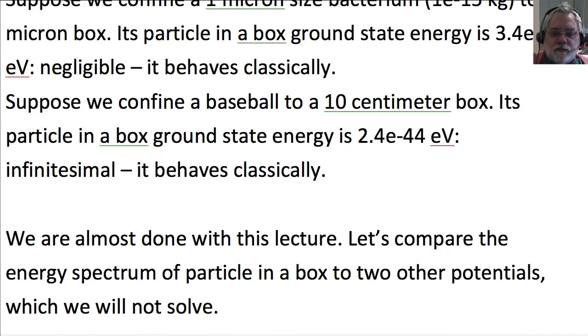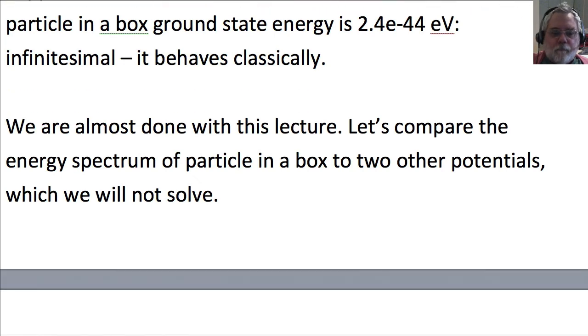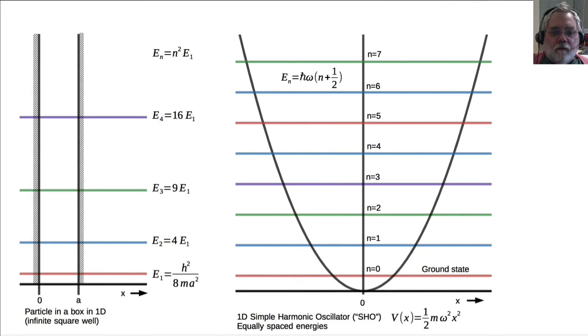Now let's compare the energy spectrum of particle in a box to two other potentials, which we're not going to solve, but it will be useful to see the difference. On the left, we have particle in a box in one dimension. The particle is between 0 and A. This black line is the zero energy, potential energy. Ground state, E sub 1. Excited states, the energy E sub n is n squared E sub 1. It grows quadratically in the quantum number. 1, 4, 9, 16. Spacing gets bigger as we go up.